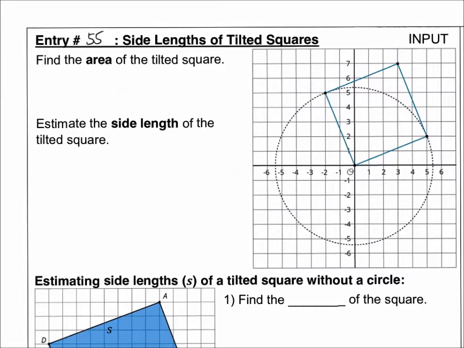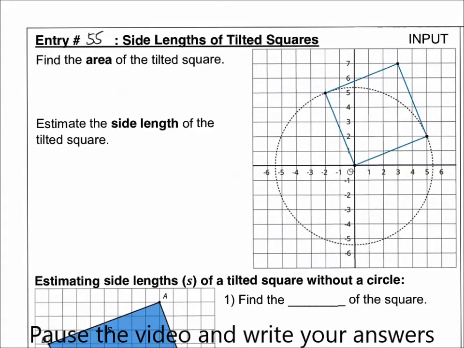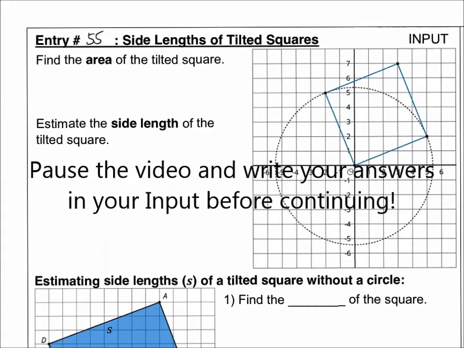For our warm-up today, you are going to try and find the area of the tilted square on this coordinate plane. After that, you are going to use that circle to help you estimate the side length of that tilted square. Take 5 minutes to pause this video and try this warm-up.